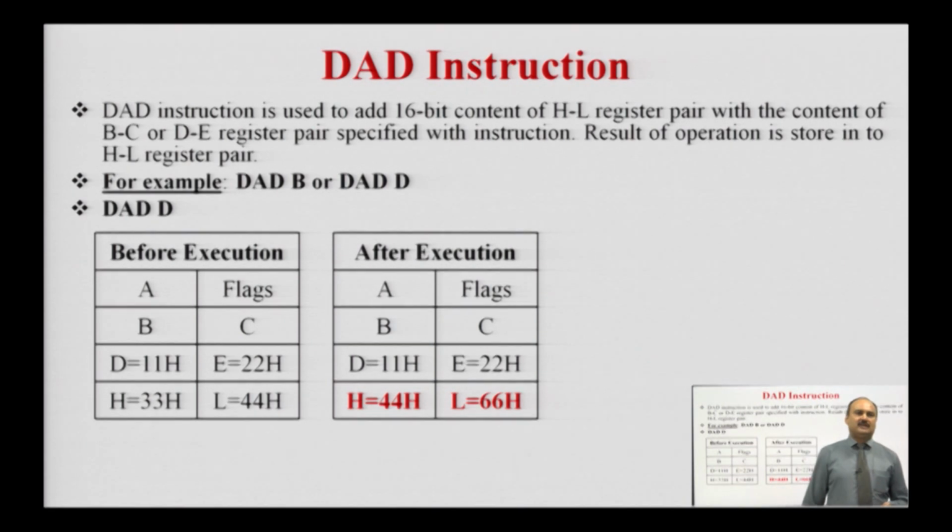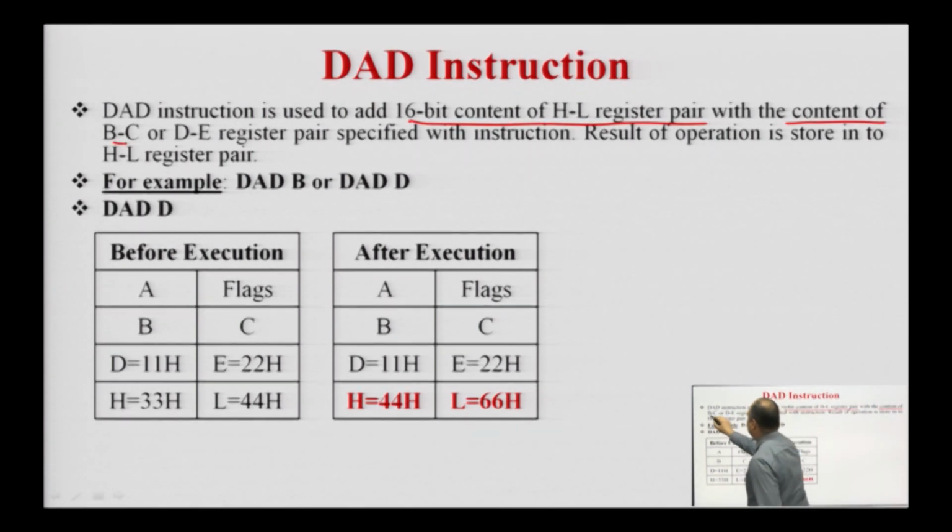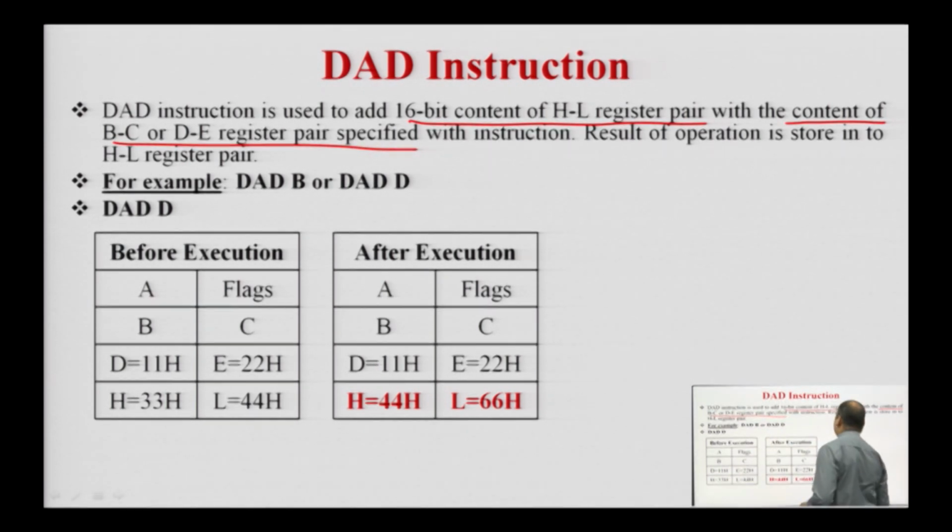Next instruction is the DAD instruction. Sometimes it is essential to add 16-bit numbers. To add a 16-bit number directly, the DAD instruction is used in the 8085 microprocessor. The DAD instruction is used to add the 16-bit content of the HL register pair with the content of the BC or DE register pair specified with the instruction.